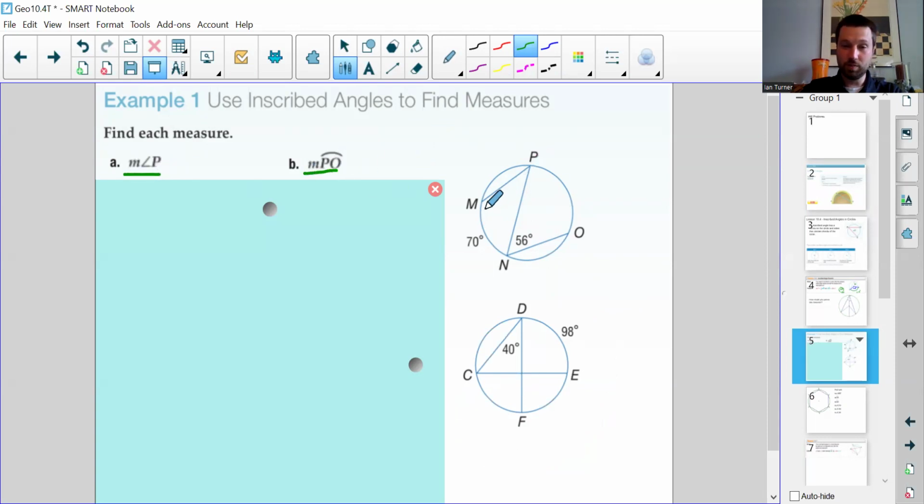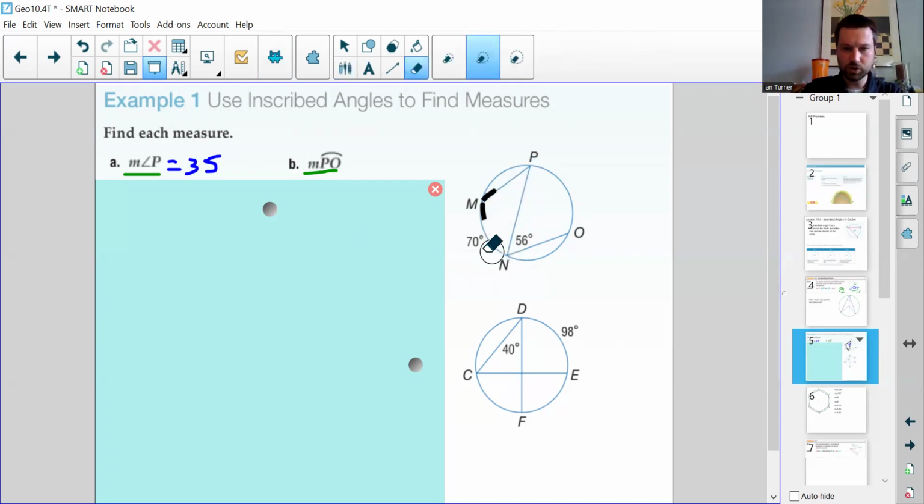Let's find angle P, and then we'll find the measure of arc PO. Okay, angle P is here. Sometimes you might want to draw on it so you can see it. Sometimes it's a little hard to see what arc it's connecting to. But it's connecting to this arc, angle P. This arc is 70, so that means angle P is 35. It's just half. It's that simple. But sometimes it's hard to see exactly what arc it's intercepting, so you might need to redraw it and take a look.